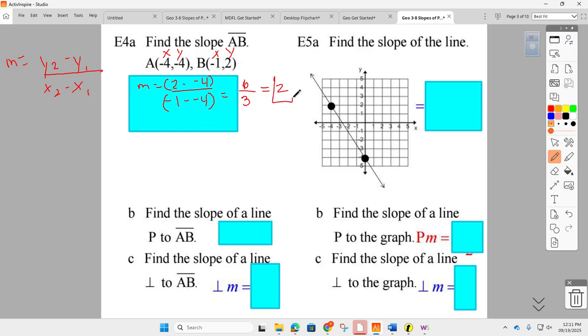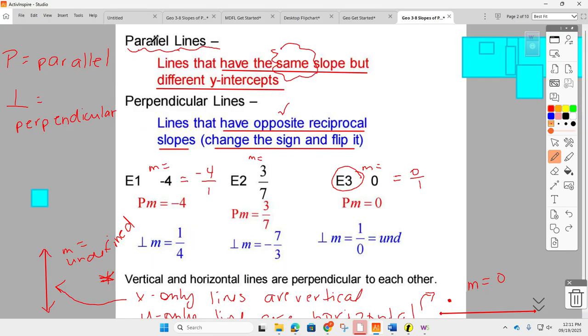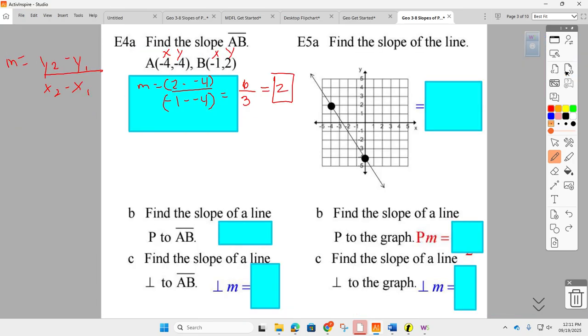We go down to B. It says find the slope of a line that's parallel to AB. Remember, the P means parallel. So what was the slope of a line that's parallel to segment AB? All right, well, let's look back at our definition real quick. Parallel lines have the same slope. Okay? So if we have a line that has a slope of 2, what's the same as 2? 2. That's all. So the slope of a line that's parallel to segment AB is 2.